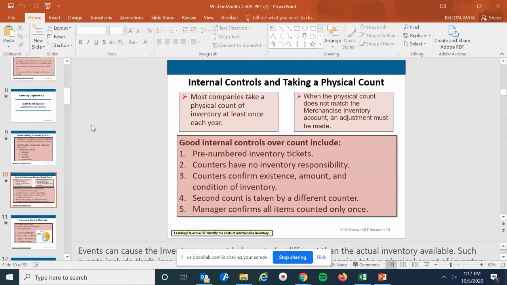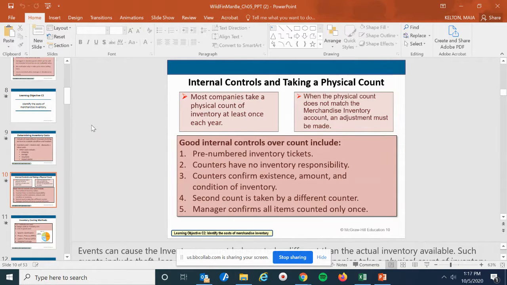Inventory sometimes goes missing. Customer theft and employee theft contribute to significant reductions in inventory. So good internal control practices over inventory include pre-numbered inventory tickets, and the counters of inventory have to be independent, with no inventory responsibility, just so the company can trust that they will count inventory correctly.